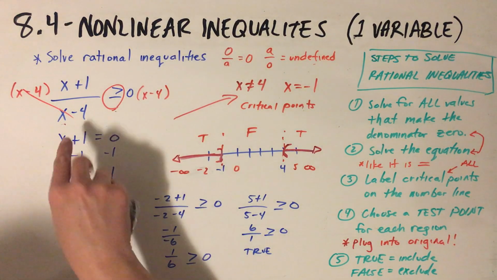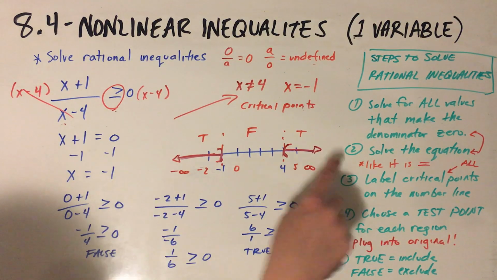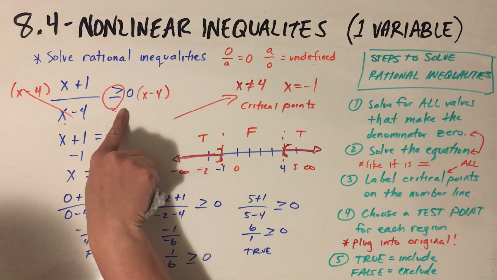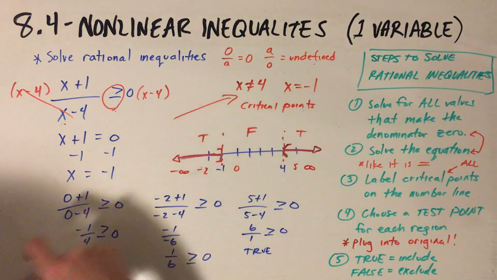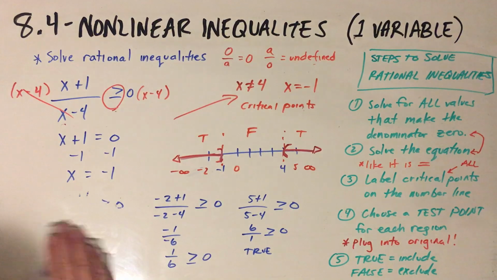Now it will always be when you're solving the solution. The stuff from step 2 will always have a bracket if there's an equal to. But this parenthesis will always have to be where the critical point of what you cannot have is.